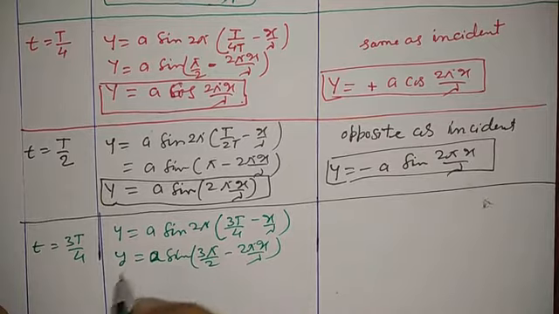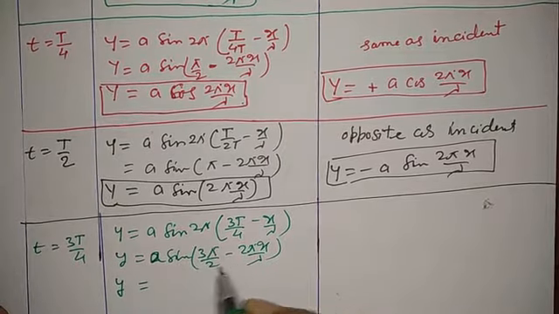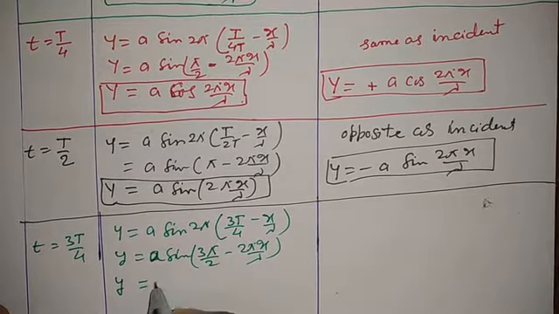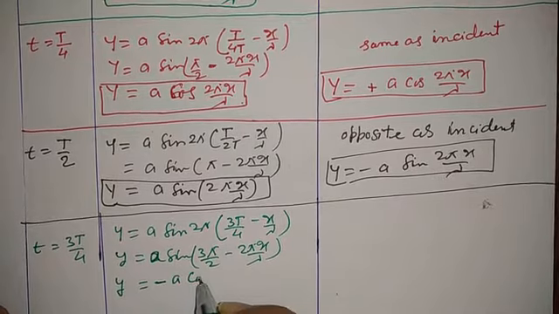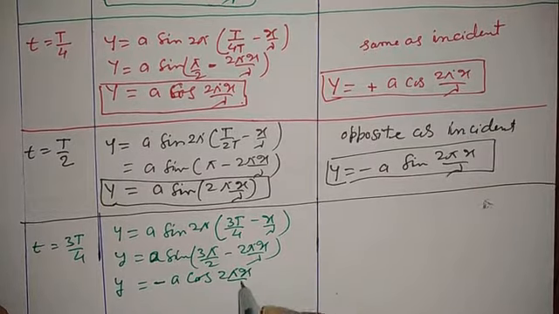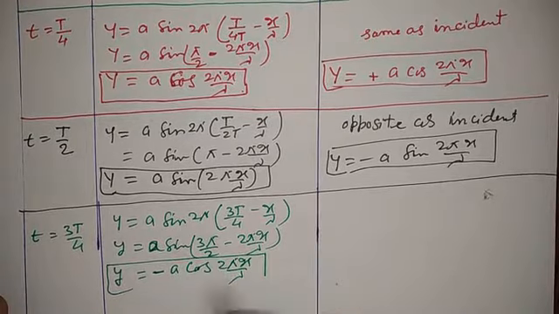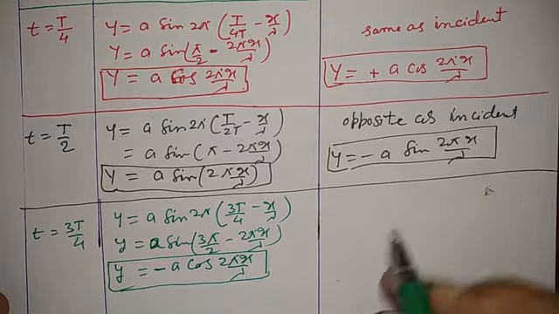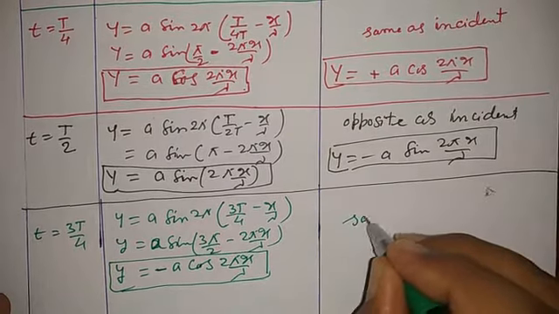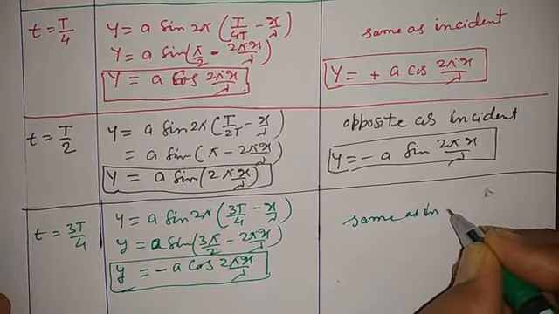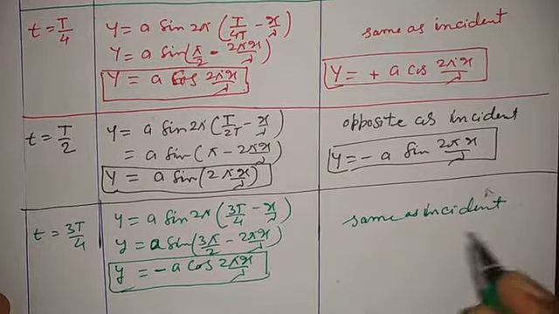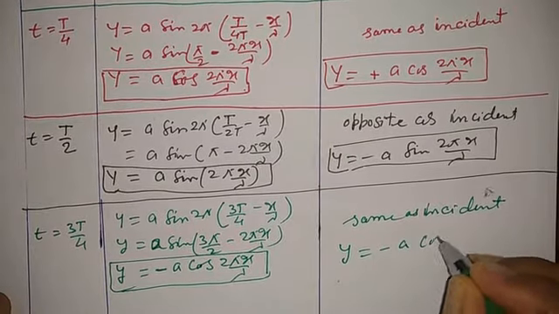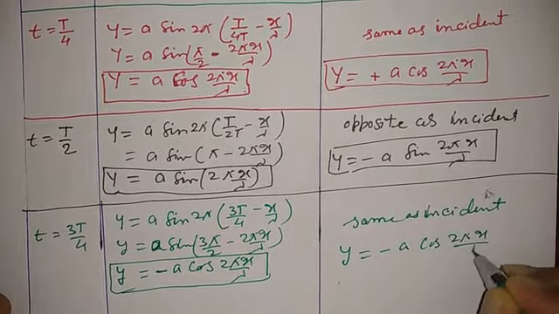Now, the resultant wave equation here, 3 pi by 2 minus, is a cos. This cos is on the opposite side. Minus becomes minus a cos 2 pi x by lambda. See that. It is a cosine wave. So in case of cosine wave, the reflected wave is same as the incident wave. When it strikes the open end, then it is y is equal to minus a cos 2 pi x by lambda.